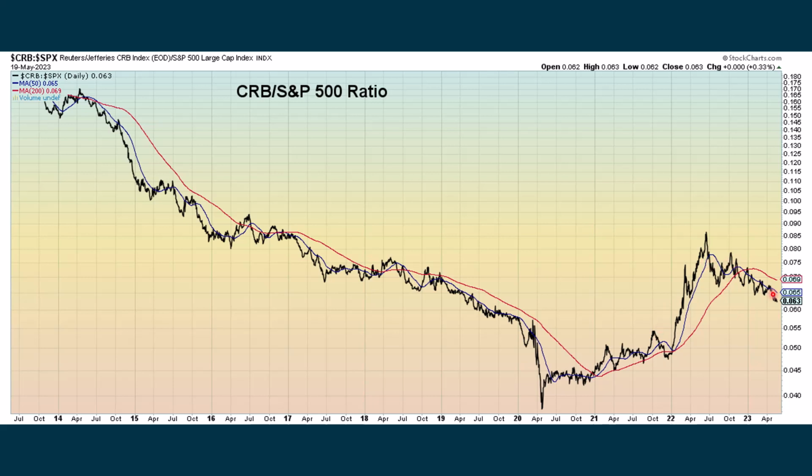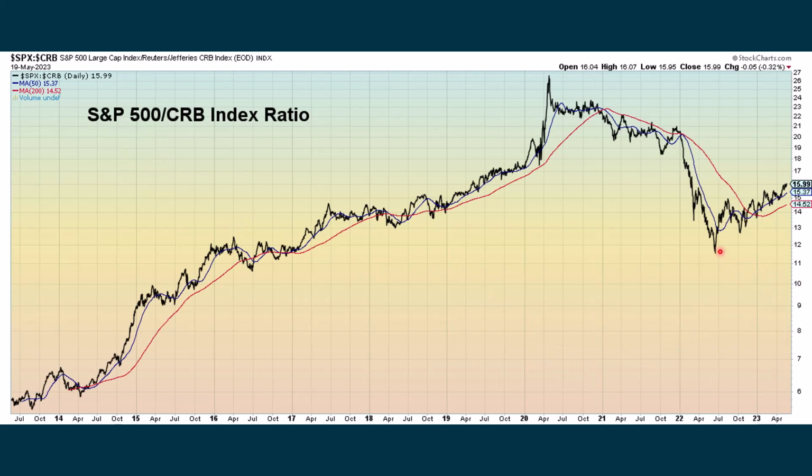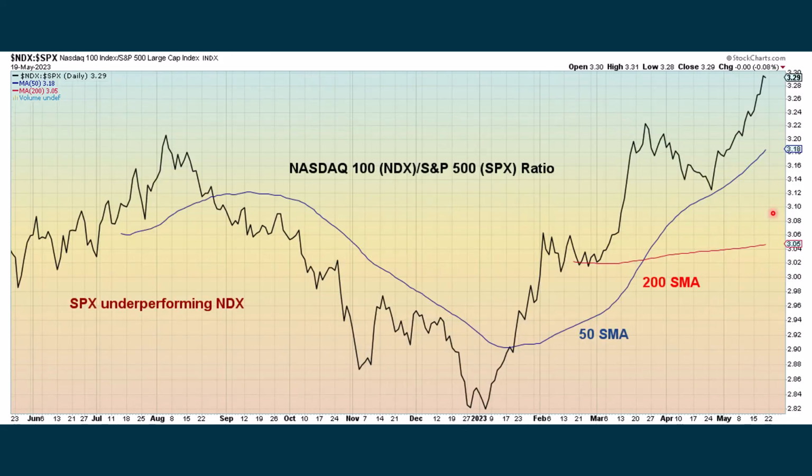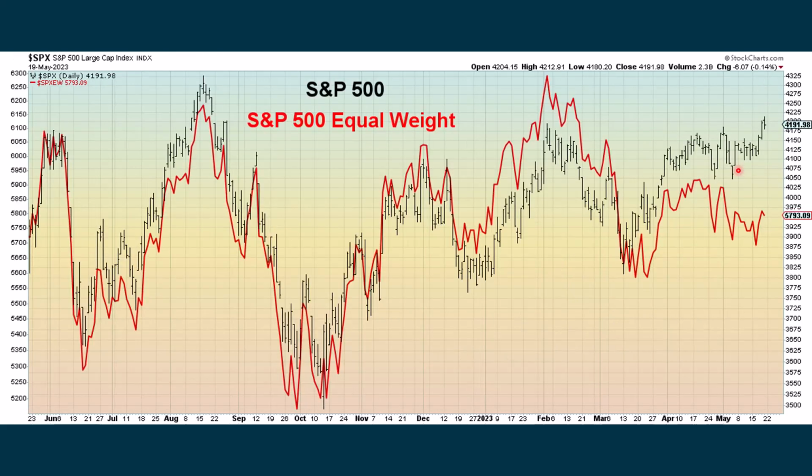Looking at some different indexes, the CRB index compared to the S&P 500 shows that the CRB is underperforming the S&P, where the S&P is outperforming the CRB index. The NASDAQ 100 continues to outperform the S&P 500. These are the growth stocks. These are the big tech names. We saw a recent golden cross here, and this is showing a lot of improvement.